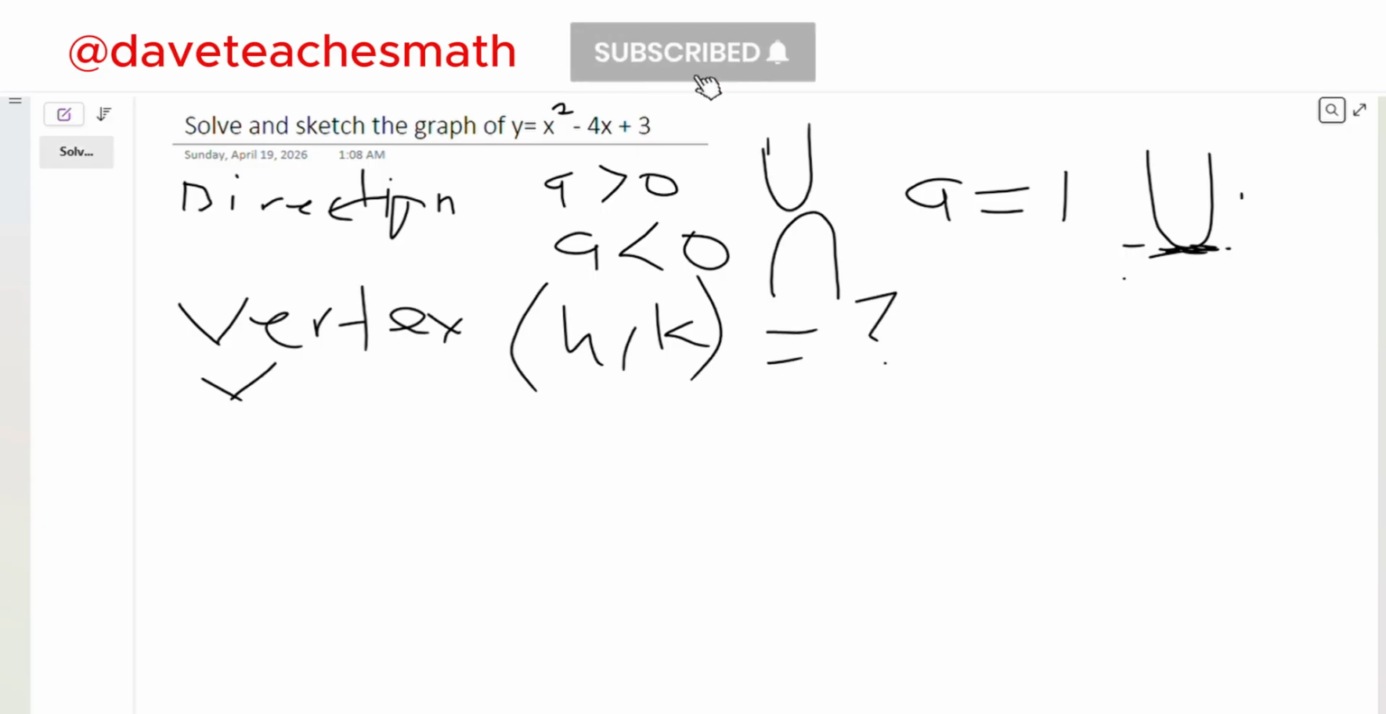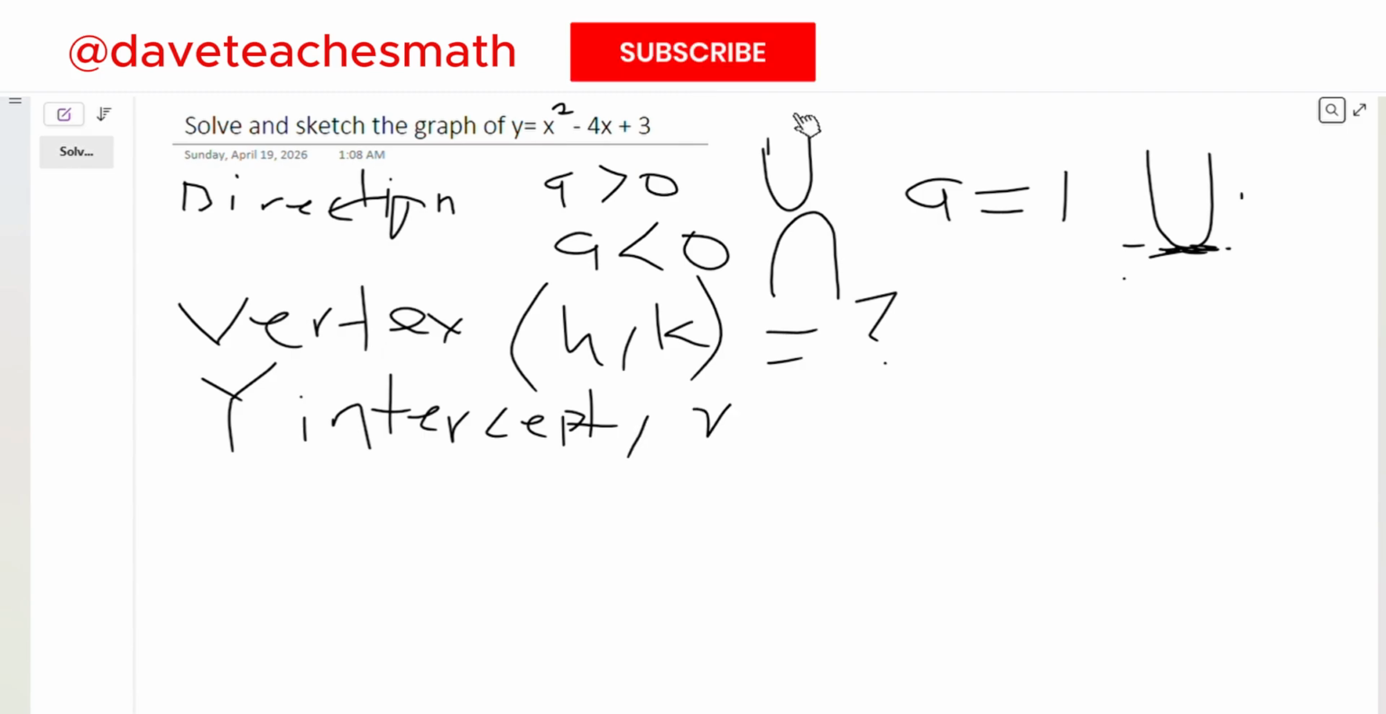Then we are going to look out for the y-intercept. Now, what's the y-intercept? The y-intercept is basically where x is equal to 0. So any point at which x is equal to 0 becomes our y-intercept.